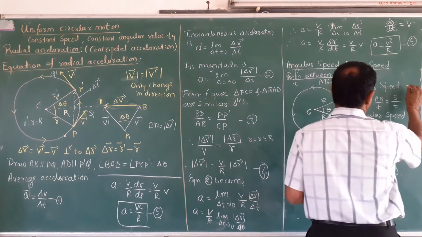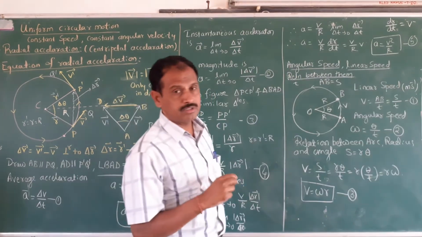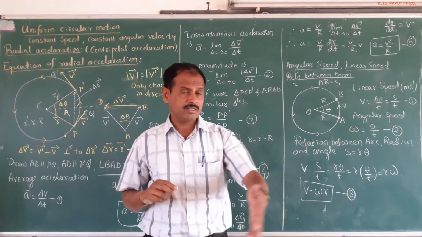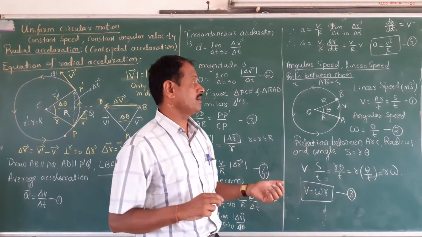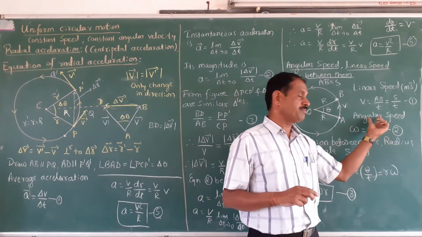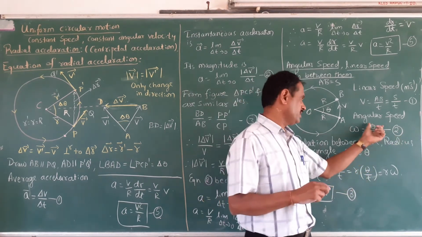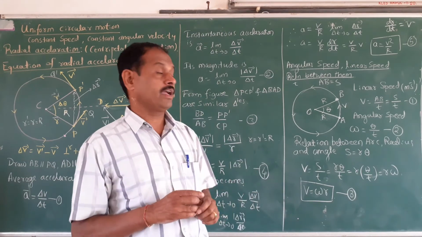Now the SI unit is meter per second. Simultaneously, at the same time, it covers the angular displacement. Therefore, you define the angular velocity or the angular speed: the rate of change of angular displacement is called angular speed or angular velocity.